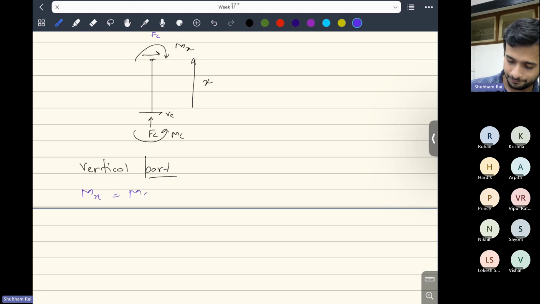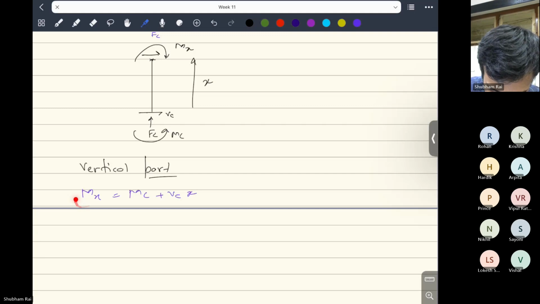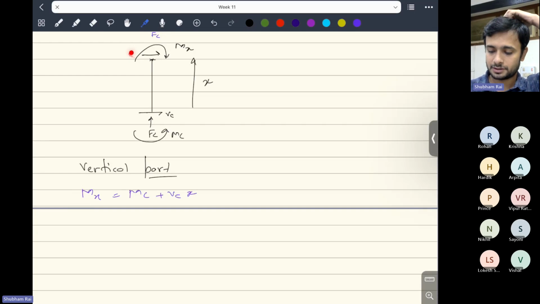Here we have the vertical part, and if I write mx, how much will it be? It will be mc plus vc into x, right? Because mc will introduce moment in positive z direction, and vc will also introduce moment in positive z direction, so that's why mx will be in negative z direction. Is this fine? So you could write the equilibrium equation also, because this is in negative z direction, this will be minus mx, and this will be positive z direction, so plus mc, and this will also be positive z direction, so plus vc into x. So from there you can derive this formula.